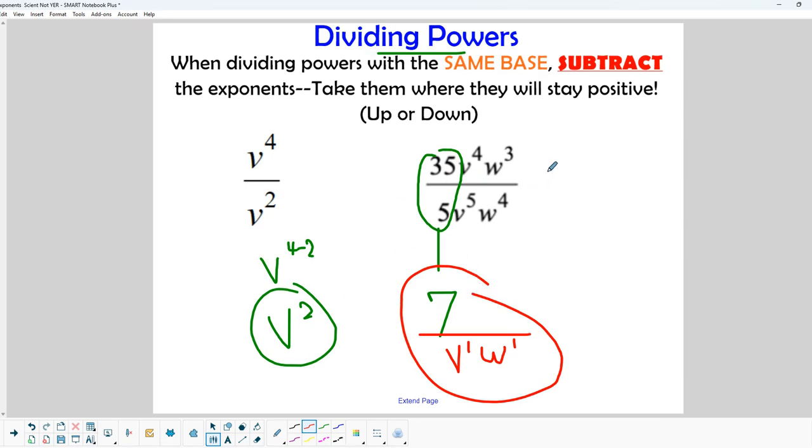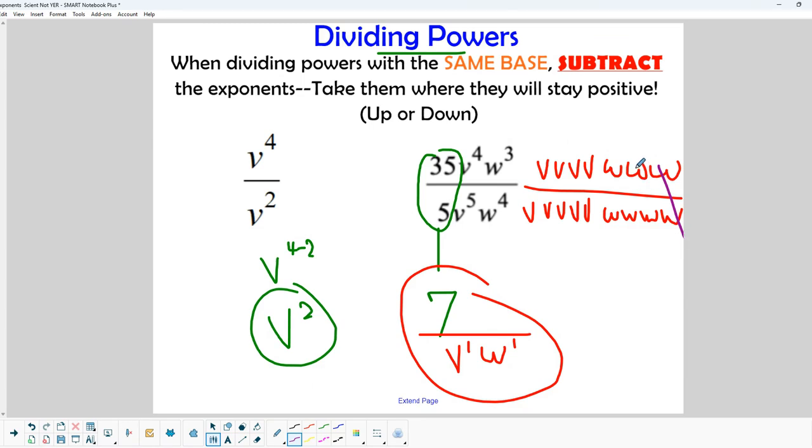All right, now some people may like it better if we just expand it out. On the top, we have 4 v's and 3 w's, right? On the bottom, we have 5 v's, 1, 2, 3, 4, 5, and 4 w's. So now when we cancel 1 off the top and the bottom for each one, that leaves us 1 v and 1 w on the bottom, and then our 7 on the top. So that's another way to do those kind of problems.